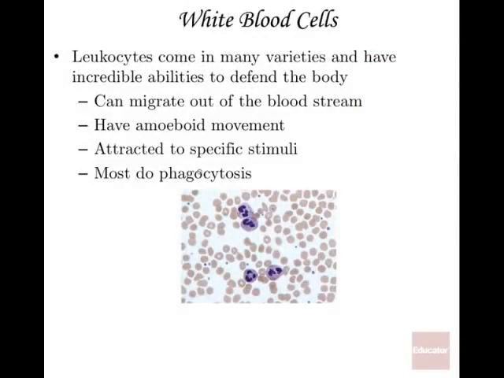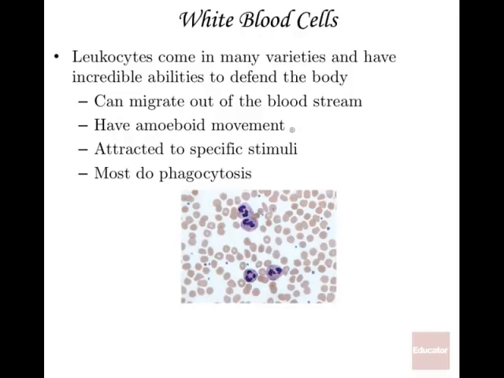White blood cells, also known as leukocytes. Leukocytes come in many varieties and have an incredible ability to defend the body. Here are the main abilities. They can migrate out of the bloodstream. Amazingly, a white blood cell can squeeze itself through the endothelial cells of a capillary into organs. That's amazing, their ability to migrate and hunt down foreign bodies that could cause problems.